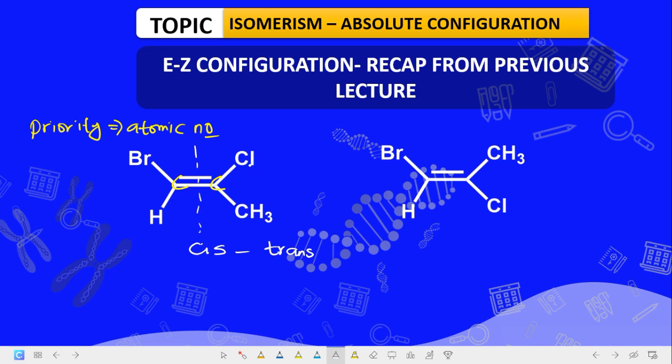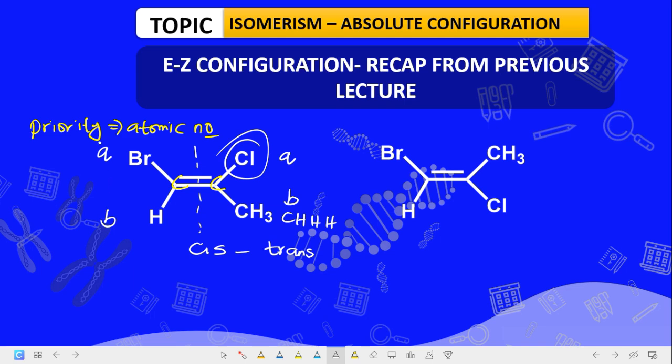So in this case, we are going to break CH3 into C, H, H, H, and then we'll have Cl. Between chlorine and carbon, chlorine has the highest priority, and the one with the highest priority, let's name it A. The one with the lowest priority, let's give it B. Now how about bromine and hydrogen? Of course bromine has the highest atomic number, so this is A and this is B.